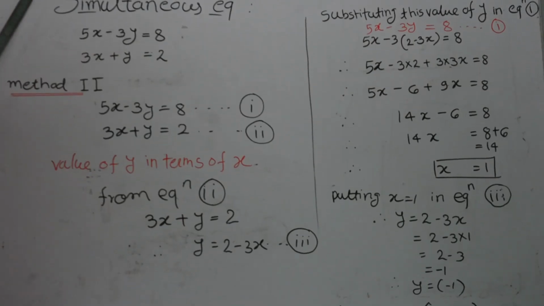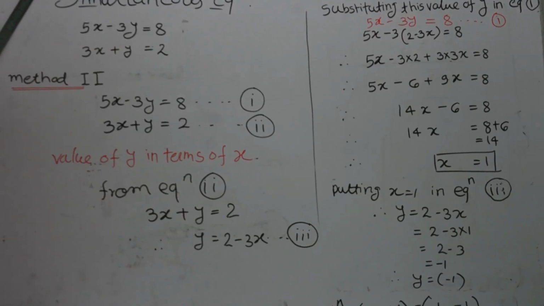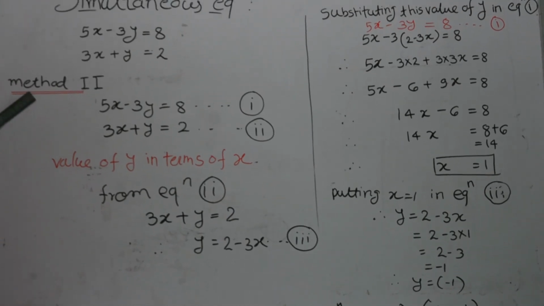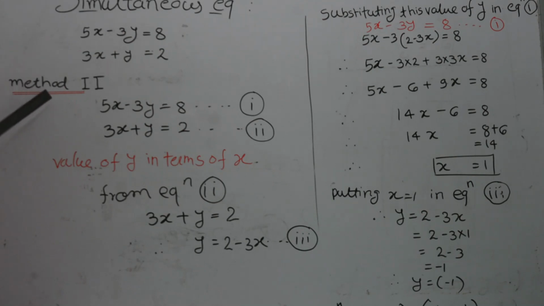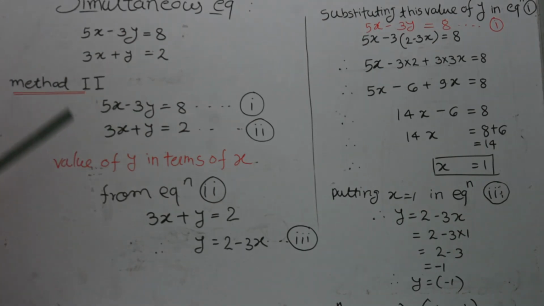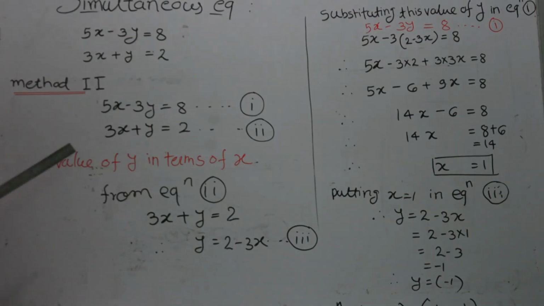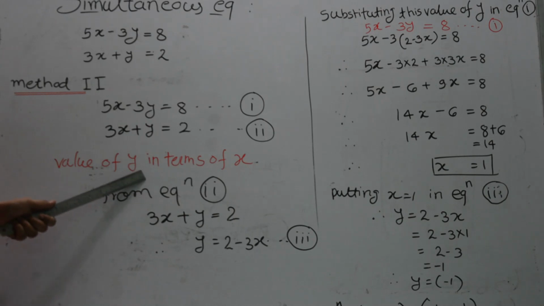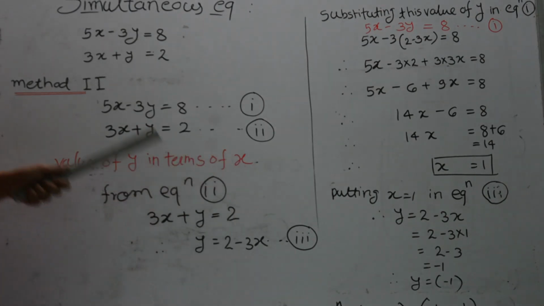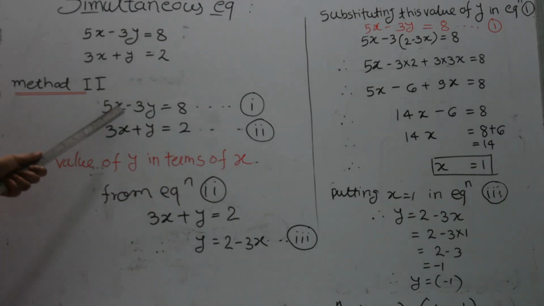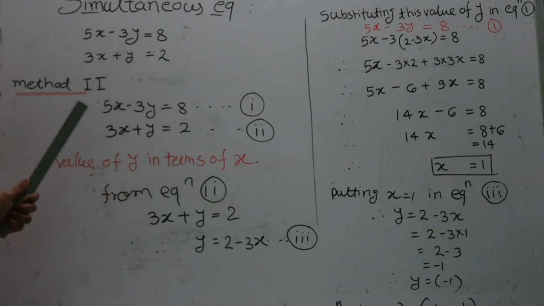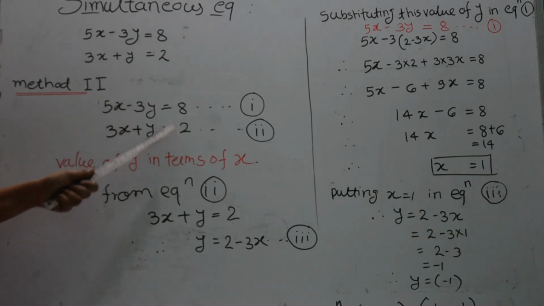In simultaneous equations, we have seen the first method. Now this is our second method. The difference between the first and second method is that we have to find out the value of any one variable in terms of the other variable. In this particular example, we are finding out the value of y in terms of x. Our first equation is 5x minus 3y is equal to 8. The second one is 3x plus y is equal to 2.